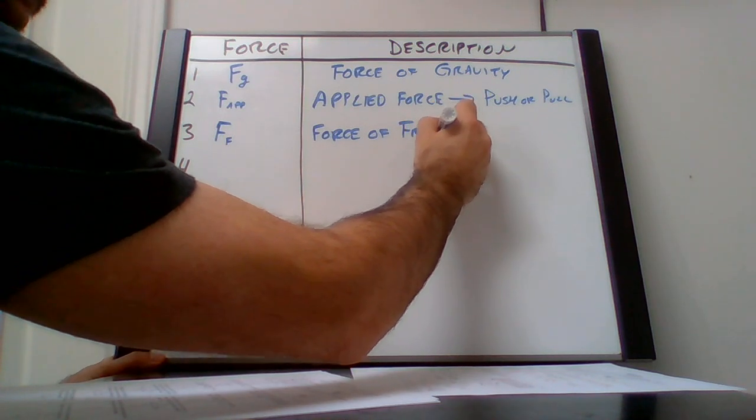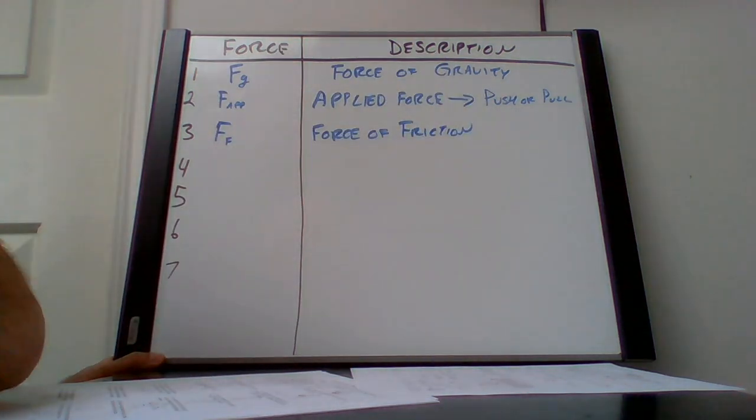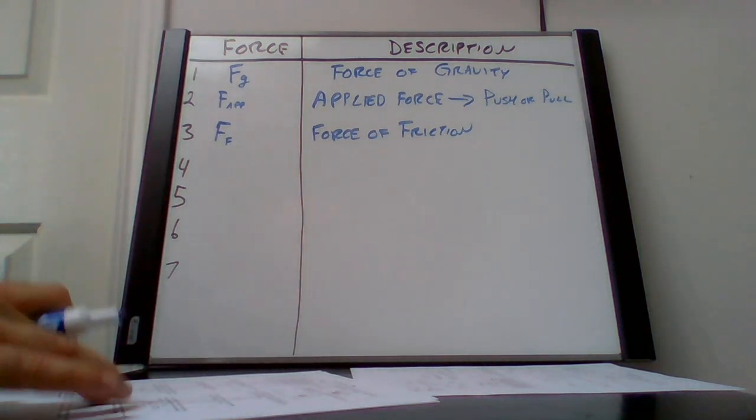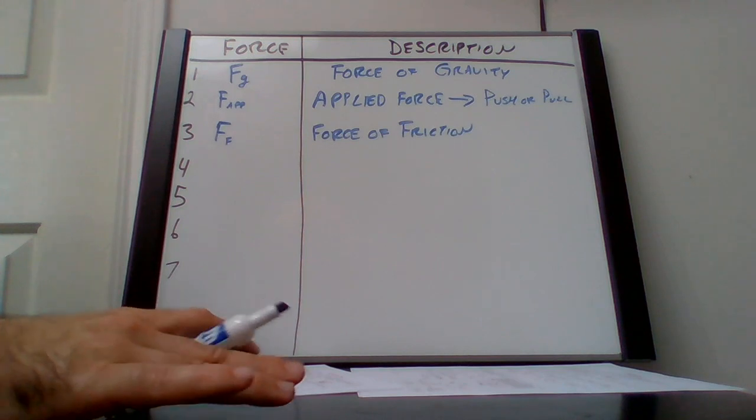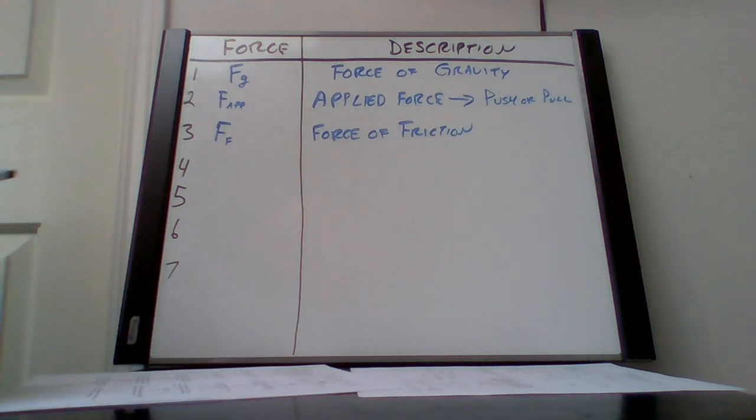This is the force of friction. This is against the motion. We'll talk about force of friction, the pushback of an object as it moves across the table. The rougher the surface, the more friction you'll have, and it always opposes motion.